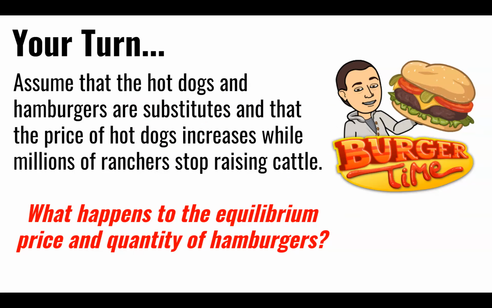Now let's take a shot at it yourself. Let's assume that the market for hot dogs and hamburgers are substitutes, that hot dogs and hamburgers are consumed one or the other. You don't have both at a barbecue. You either have a choice, one or the other, and that the price of hot dogs increases, that hot dogs are more expensive than before. And we'll assume that millions of ranchers have stopped raising their cattle. So the question is, what will happen to the equilibrium price and quantity of hamburgers with these simultaneous shifts?